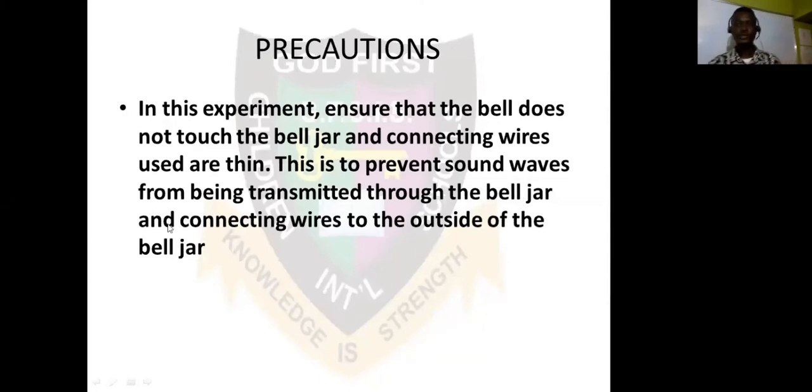If the bell touches the bell jar, then we can't really understand what is actually going on in the experiment, because the bell itself will be hitting the bell jar and there will be production of noise. So you must make sure that the bell does not touch the bell jar. Also, the connecting wires are thin so that air should not pass through a fat or thicker wire. So you use a thin wire. Those are the precautions. Use a very thin wire and make sure that the bell itself does not touch the bell jar.